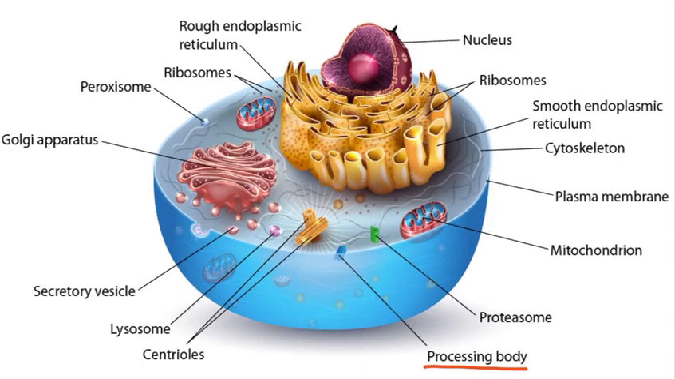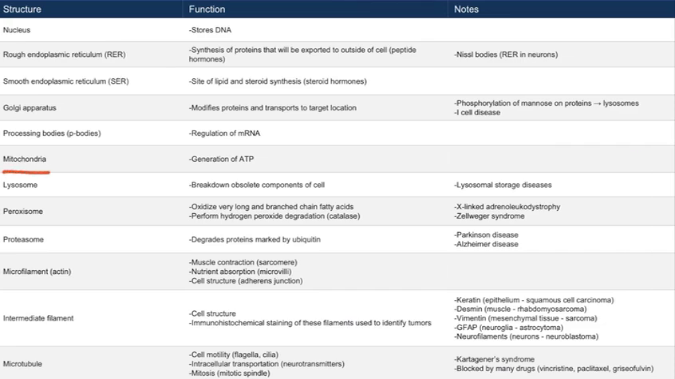Next, we'll discuss mitochondria, which you can see right here. Mitochondria contain the electron transport chain and are responsible for the production of ATP. Lysosomes are small organelles responsible for breaking down obsolete components of the cell. These include lipids, carbohydrates, and other waste.